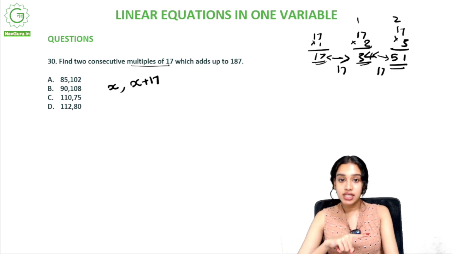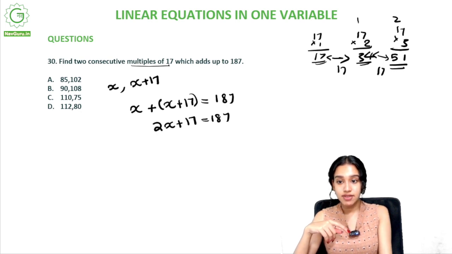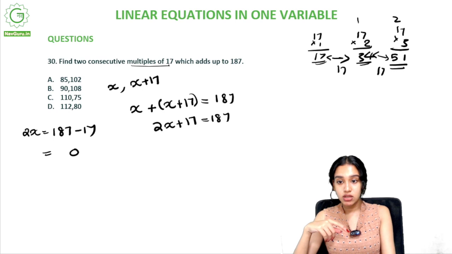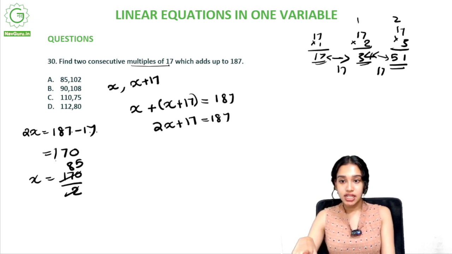It adds up to 187. So x plus x plus 17 is equal to 187. This means 2x plus 17 is equal to 187 and 2x is equal to 187 minus 17. This is equal to: 7 minus 7 is 0, 8 minus 1 is 7 and 1, so 170. Right? So x is equal to 170 by 2. Let's do this here again. 7 minus 7 is 0, 8 minus 1 is 7 and 1 minus 0 is 1. So 170 divided by 2 is 85.